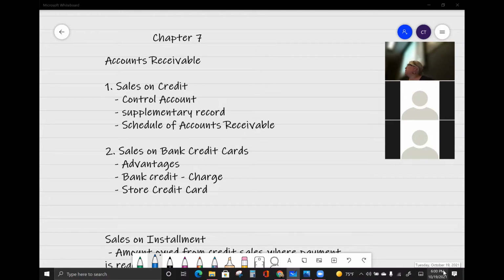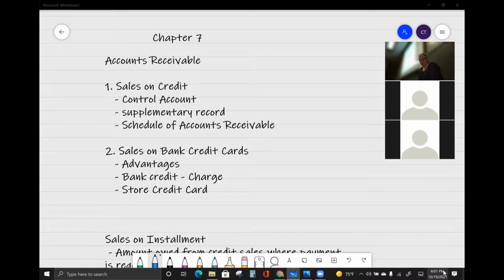All right, so tonight we're going to do chapter 7. Chapter 7 deals with accounts receivable. Has anyone worked in accounts receivable, or has anyone worked at a store behind a register collecting money at the register or in accounts receivable? Okay.